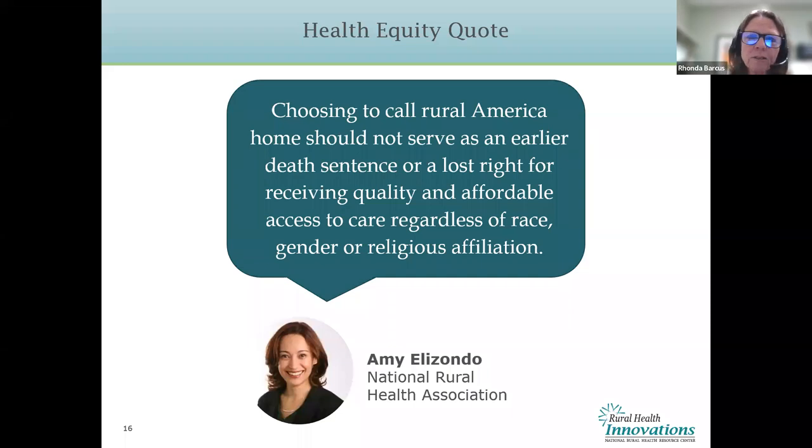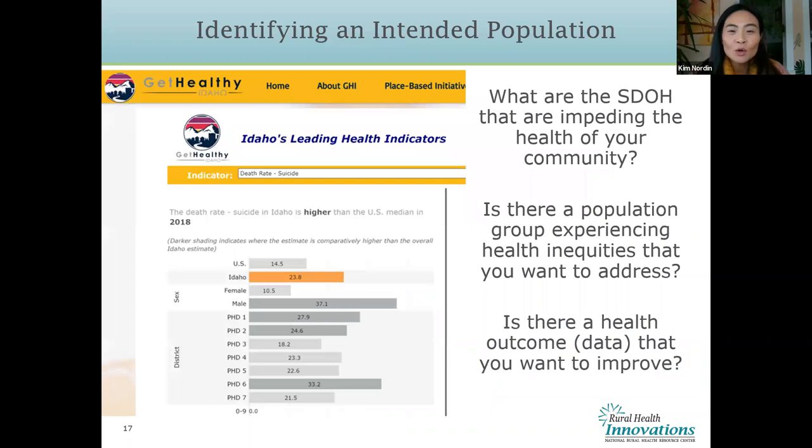So with that, I am going to turn it over to Kim. Thank you, Rhonda. So each of your hospital teams is in the process of identifying an intended population to focus your project on. And there are a few questions to consider that will help you define your population and also help you start getting an idea of the vision for your project.